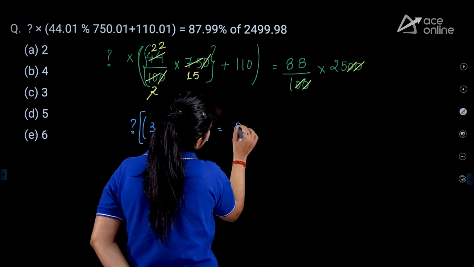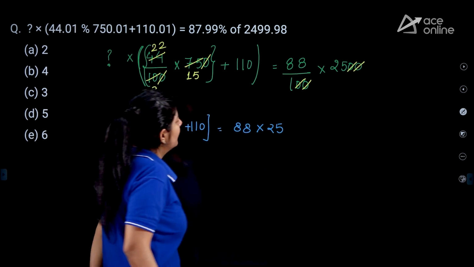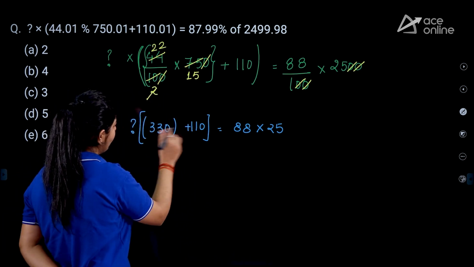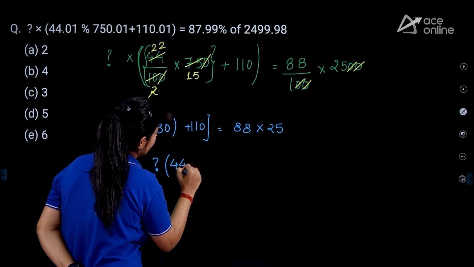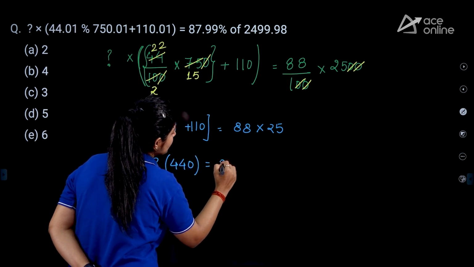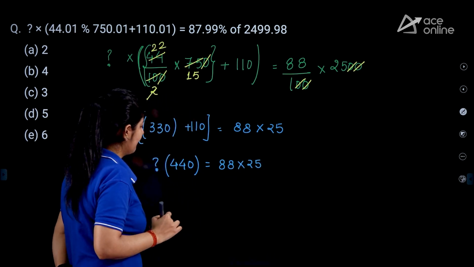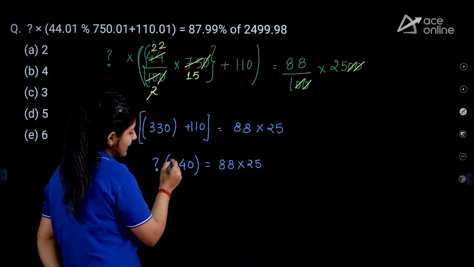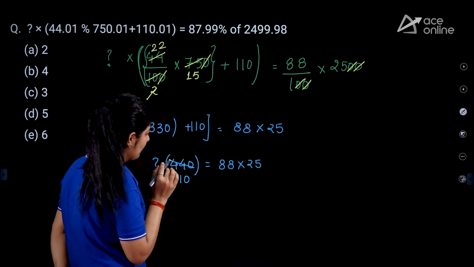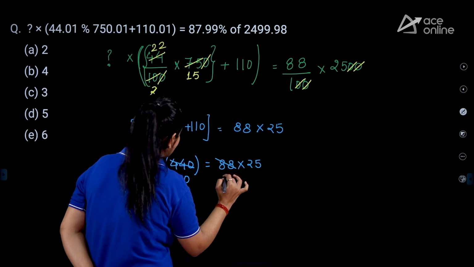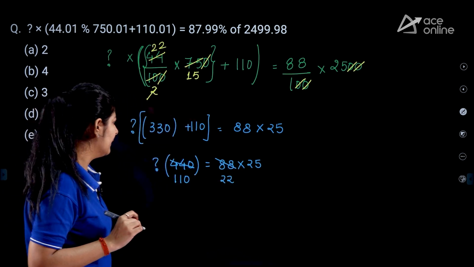Is equal to 88 multiplied by 25. Okay, so when we write this, here we are getting 440 is equal to 88 into 25. Okay. So we can easily say that here we are getting 110. We are just eliminating it with the help of 4. And here we are getting 22. Right? We are getting 22 over here.